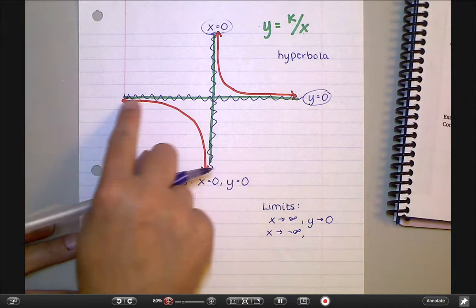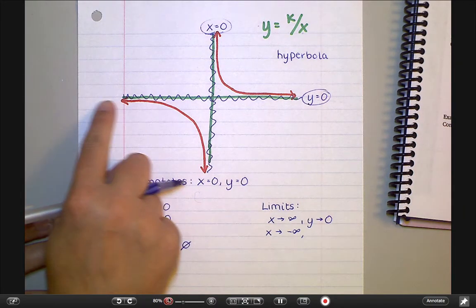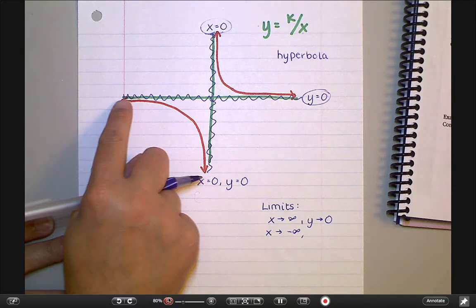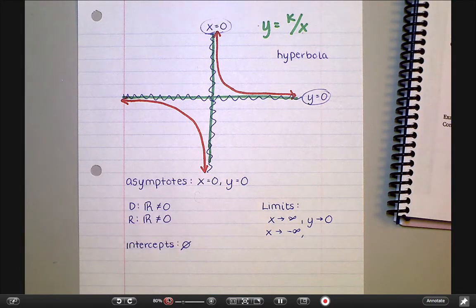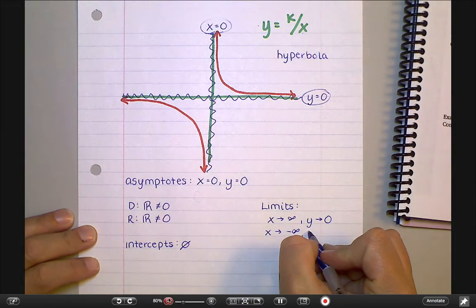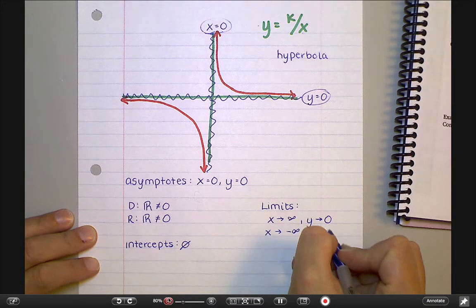This one does the same thing. As you walk out to the left, it is going to get closer and closer to 0. It's just getting closer from the other side. It's getting closer from the bottom instead of from the top. But it's still approaching 0.